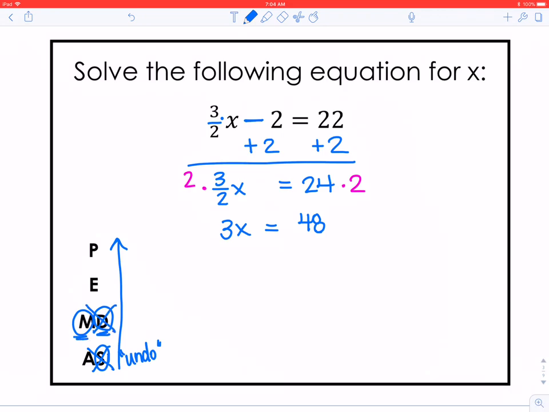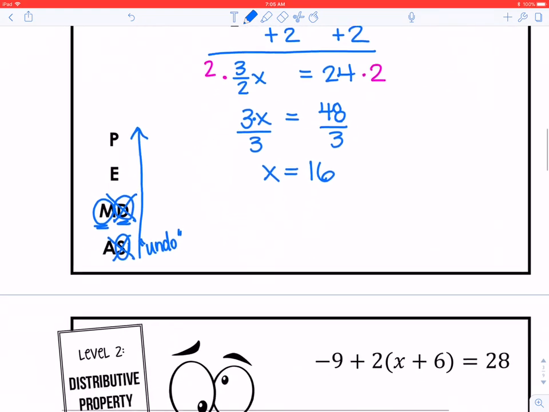Next, we're looking at our multiplication. 3 times x, sitting side by side, means multiply. The inverse for multiplication is division. So divide by 3, divide by 3. x is equal to 16. Nice job. Let's go to our next flap.